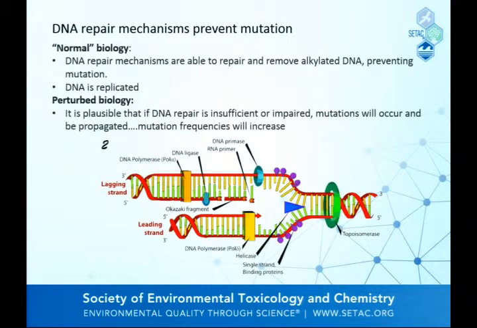Relating to the DNA alkylation case study, again, basic normal biology. We have DNA repair mechanisms that are able to repair and remove alkylated DNA, preventing mutation. DNA is replicated. If we impair or overwhelm those repair processes, it's completely plausible that we'll accumulate mutations and that through DNA replication, those mutations will be propagated and you'll increase mutation frequency. Again, that's an argument that's based on lots of scientific understanding of basic biology, of DNA replication, DNA repair, simple processes.